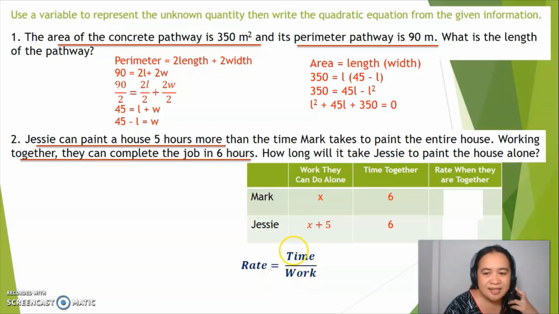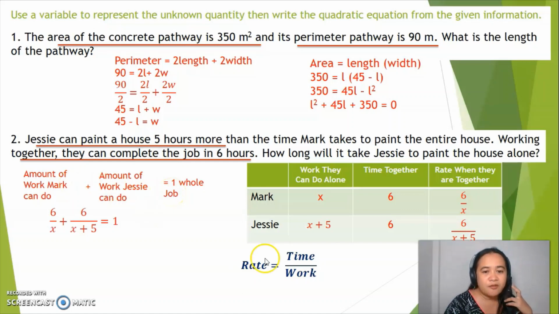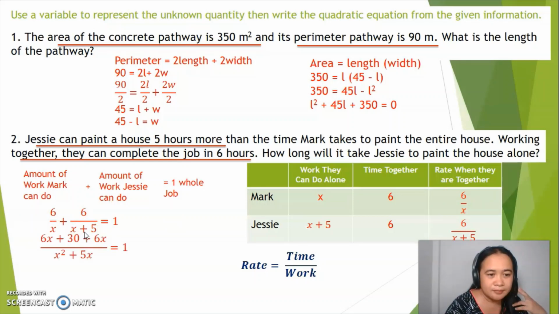Another thing is the rate is work over time. So this would be 6 over X or 6 over X plus 5. Take note, the amount of work Mark can do plus the amount of work Jesse can do is exactly one whole job. So substituting this, 6 over x plus 6 over x plus 5 equals 1.